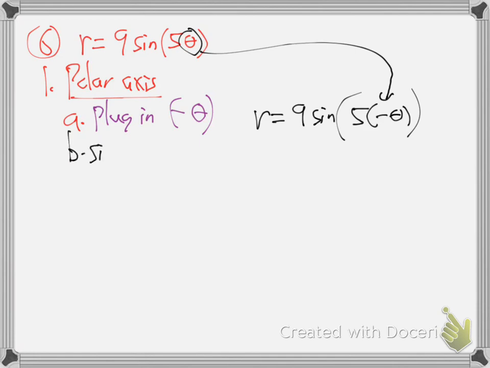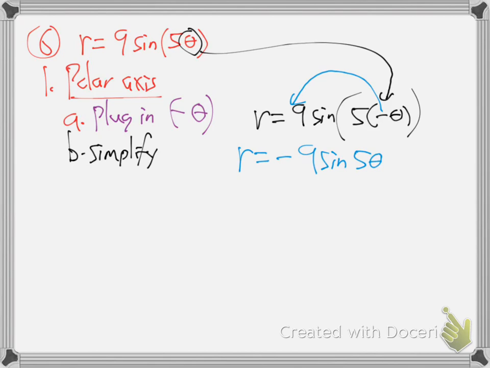And B, simplify. What's the trig law for simplifying sine? What's the rule for sine when you have a negative inside a sine? It comes to the outside. Negative 9 sine 5 theta, right? Sine and tangent are odd functions, like putting a negative in an odd power, x to the first, x to the third. The whole thing's just negative, right?